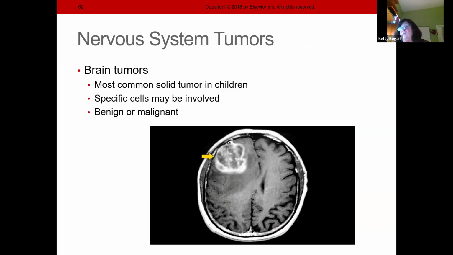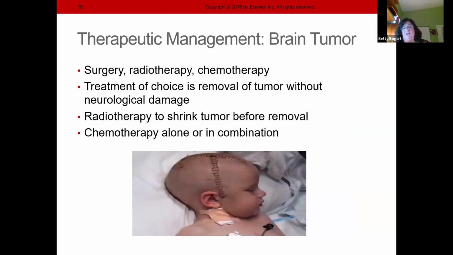Brain tumors, most common solid tumor. Usually, you'll see a child who has headaches that will wake them up at night. You'll see a child vomiting, not related to what they're eating. So, there's no sense in trying to figure out where it comes from. It's probably a brain tumor. With these, a lot of times they'll do radiation first because it's in the brain. They want to shrink it to take out as little of the brain as possible. And of course, they'll do chemo and they'll do surgery.